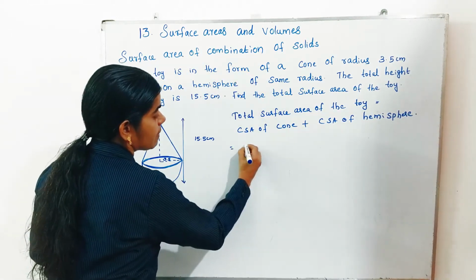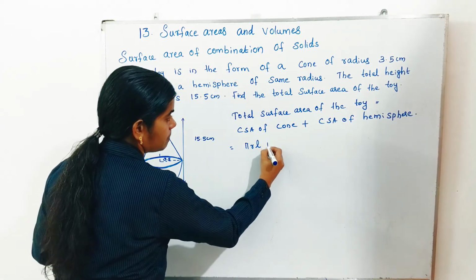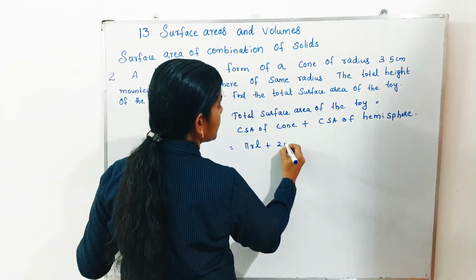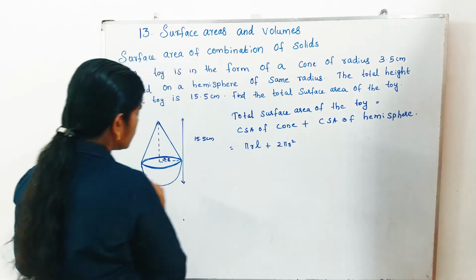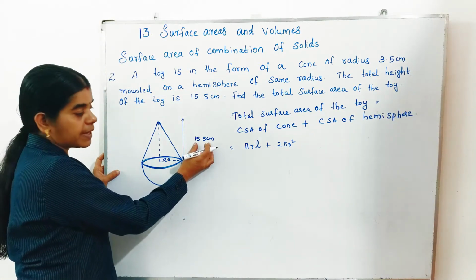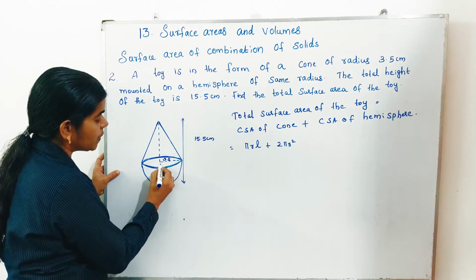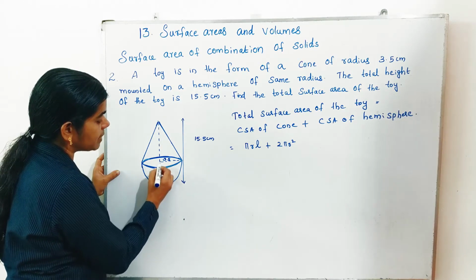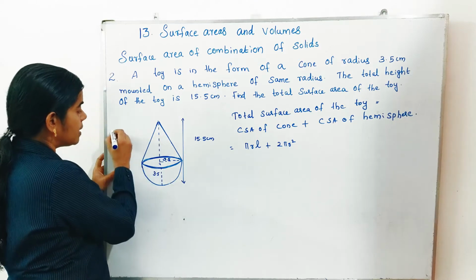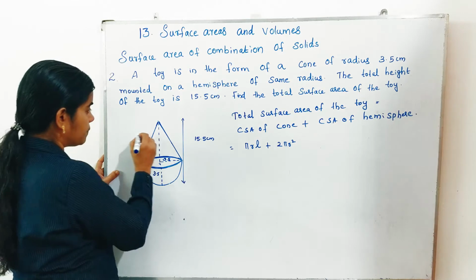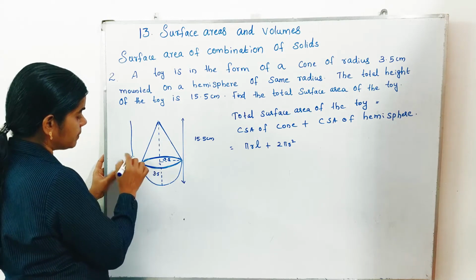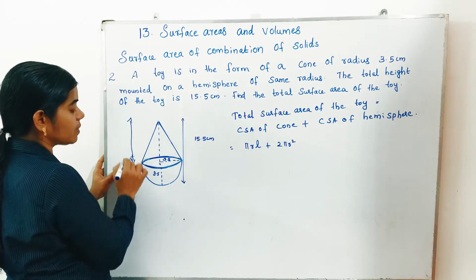CSA of cone means pi r L, plus the hemisphere, that will be 2 pi r square. You know that the total height of the toy is 15.5. So the radius of the hemisphere, from here to here, that also will be 3.5. Then the height of the cone is from here to here.